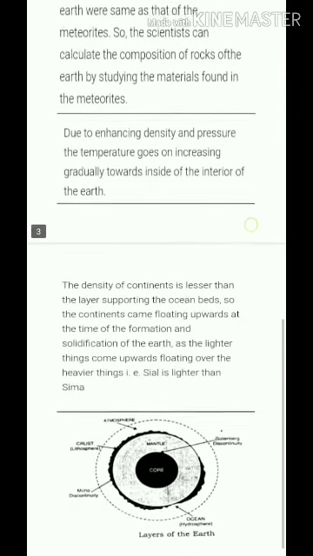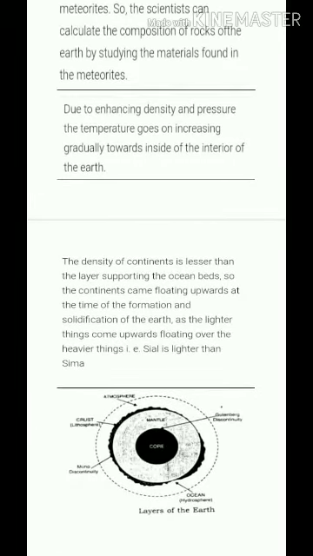The density of continents is lesser than the layers supporting the ocean beds, so the continents came floating upwards at the time of the formation and solidification of the earth, as lighter things come upward, floating over the heavier things. Sial is lighter than Sima, and these are the materials which are available in the crust.